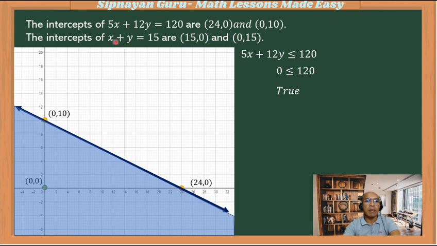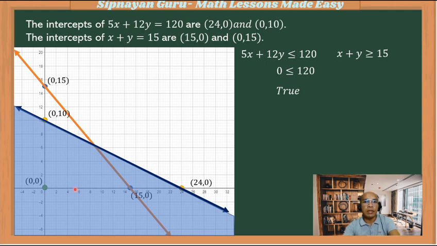Second boundary line. So the intercepts are 15 and 0, approximately here, and 0, 15 is here. The given inequality is greater than or equal to, so our boundary line is a solid line. Test using the origin. So if this is 0 and 0, 0 greater than or equal to 15 is a false statement. So therefore, we will shade the other region.